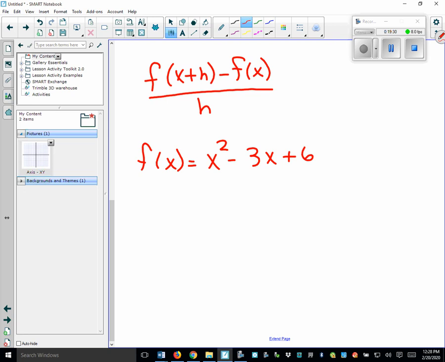So what do I do, Griffin? You said you knew it. (x plus h) squared minus 3(x plus h). Why? Because the x plus h has to be in parentheses. It's not understood. Okay. Plus 6, minus your function.